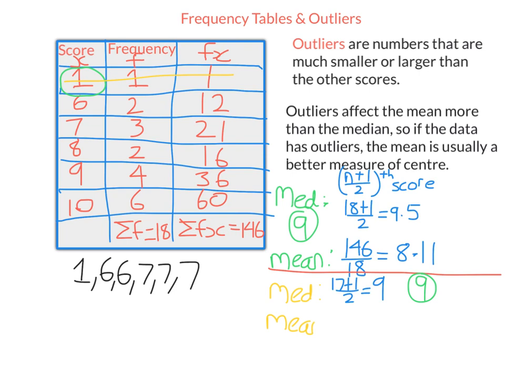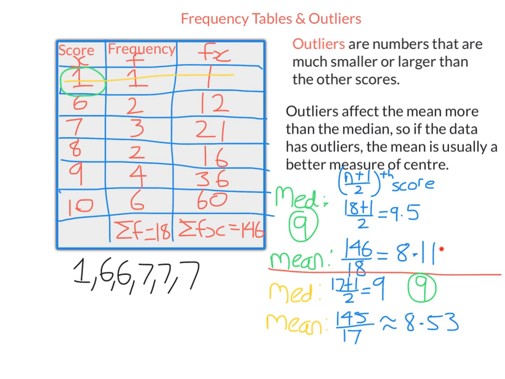If I look at the mean, I don't need to recalculate everything. The scores added to 146. If I take away the score of 1, they now add to 145. And there are only 17 scores. So to 2 decimal places, this is now 8.53.